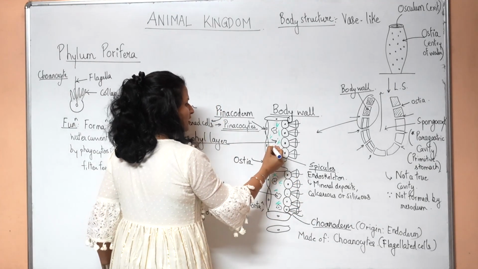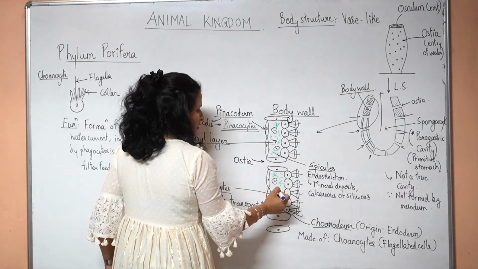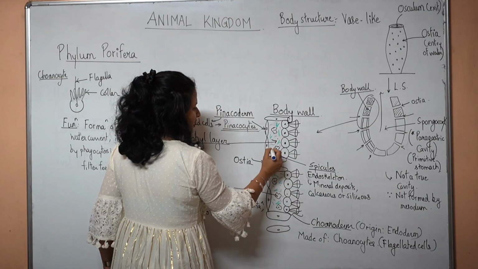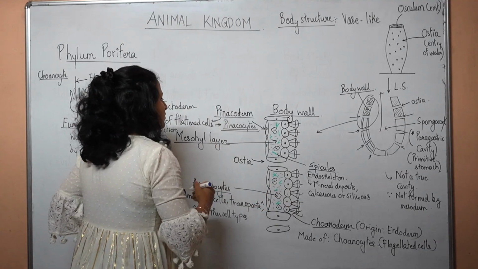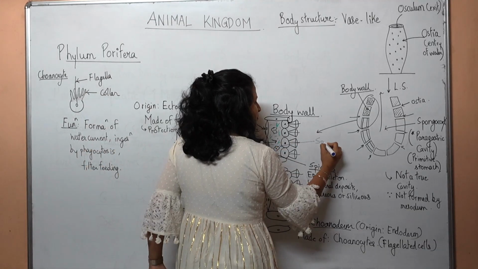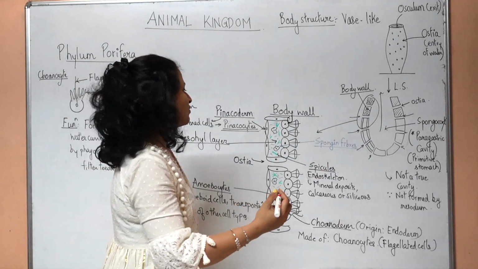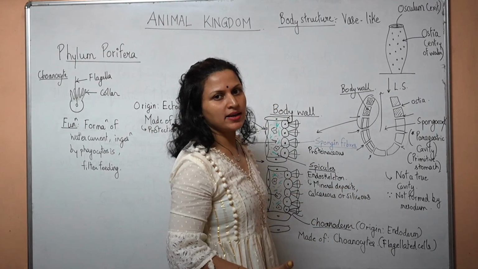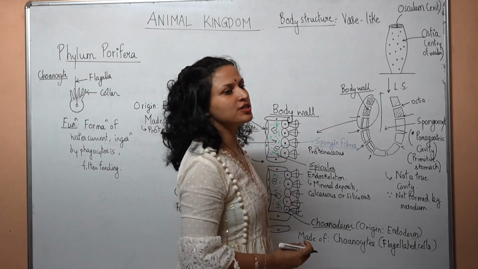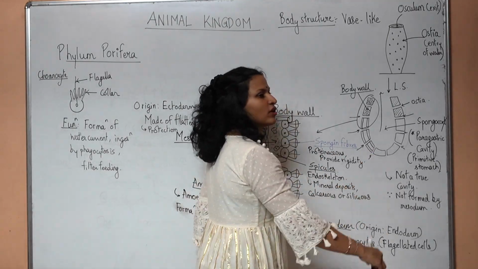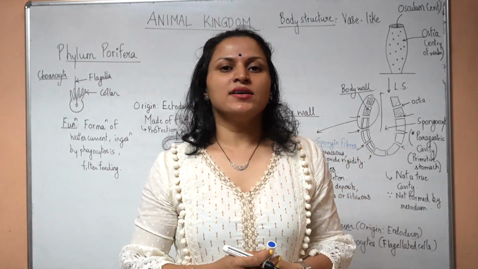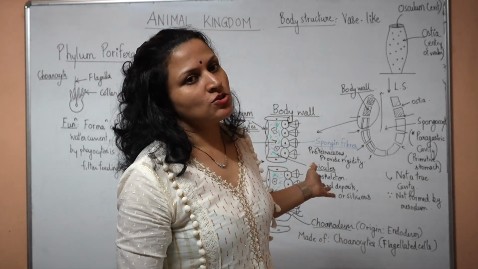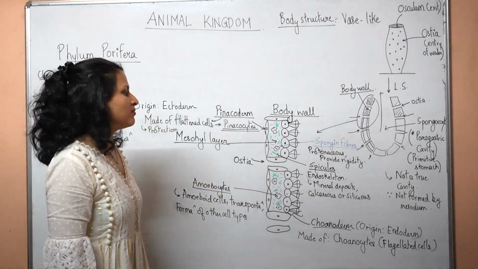The third thing that you will find in the mesohyl layer is these. What are these? Such kinds of fibers will be found. These fibers are known as spongin fibers. These will be proteinaceous in nature and they also act as the skeleton. They provide rigidity, just like how collagen and elastin fibers provide us rigidity, similarly spongin fibers which are proteinaceous give them rigidity.